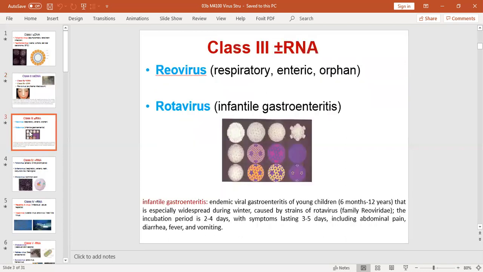Slide number 3, class 3 double-stranded RNA viruses. These include reovirus that causes respiratory infections, enteric infection, and it's also an orphan virus, as well as rotavirus. Rotavirus causes infantile gastroenteritis. So class 3 double-stranded RNA include reovirus and rotavirus. And at the bottom of the slide, as you can see, there is some information about the disease infantile gastroenteritis caused by rotavirus.